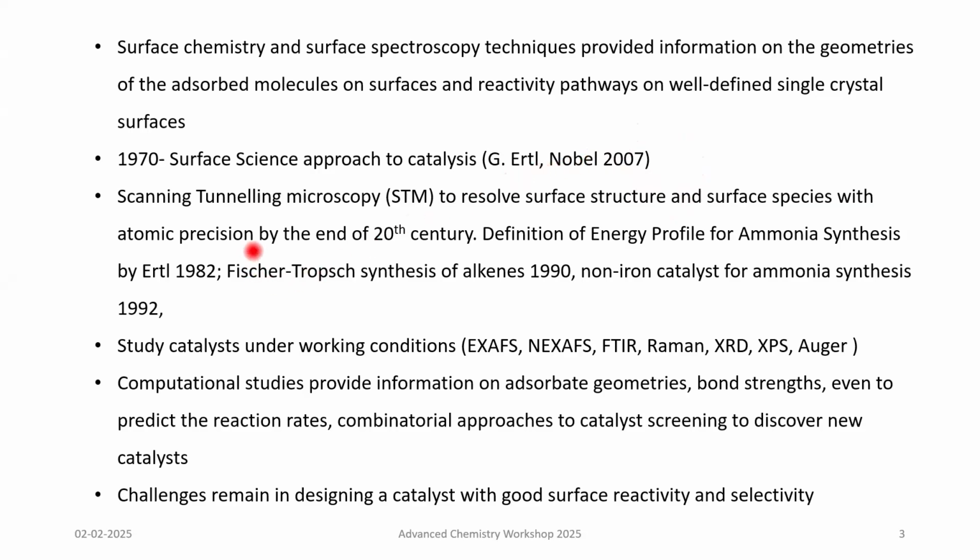Then around that time, Fischer-Tropsch synthesis of alkanes in 1990 was also a very popular thing that had happened, particularly using iron catalyst. And then around 1992, instead of iron, people started using a non-iron ammonia synthesis catalyst. That non-iron catalyst is ruthenium. Ruthenium is also used as a catalyst.